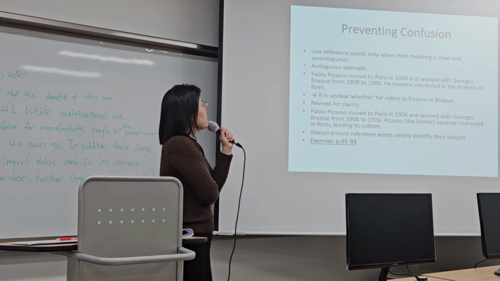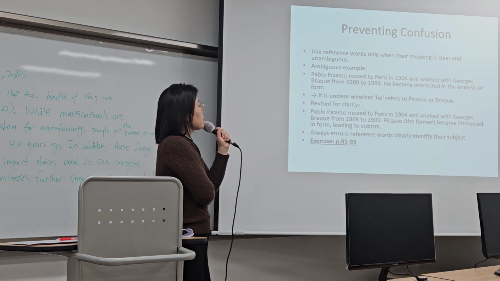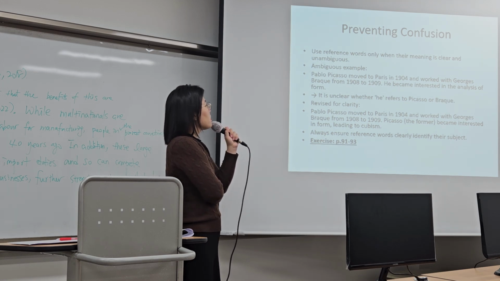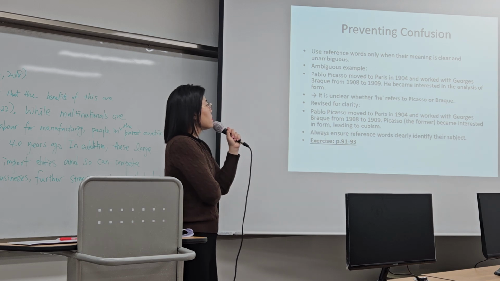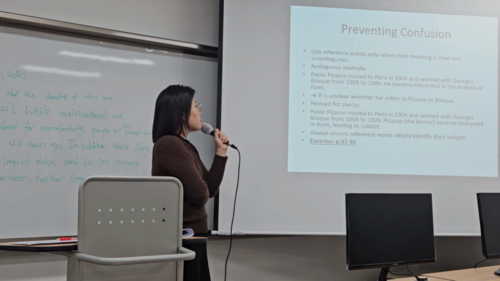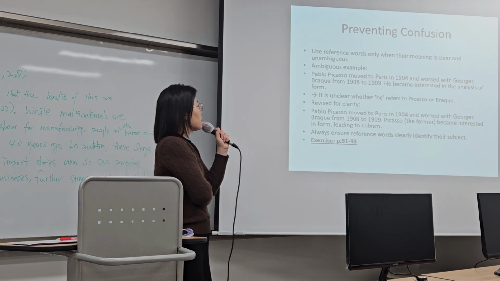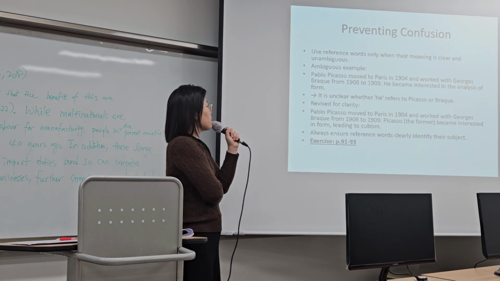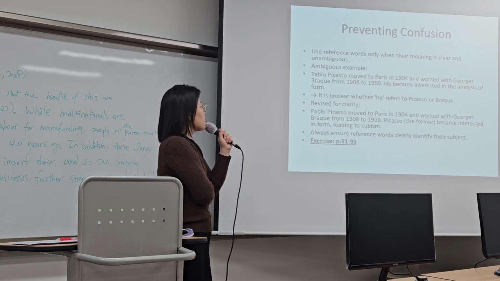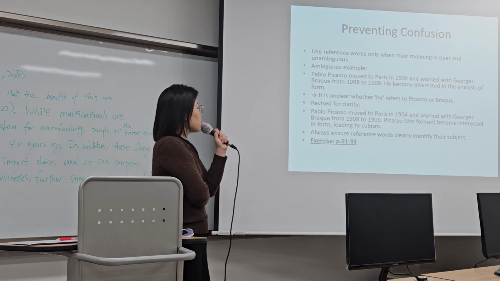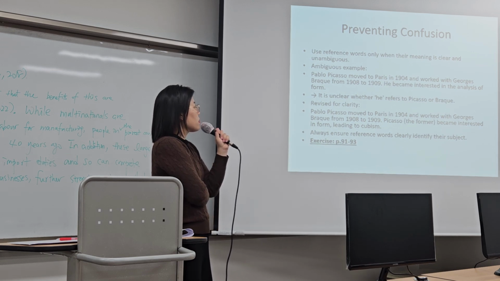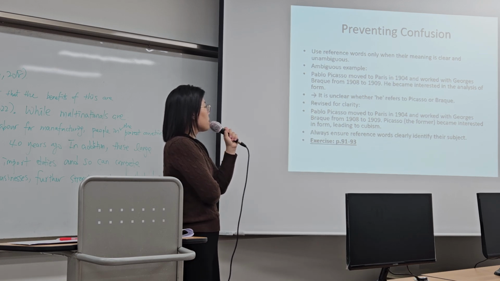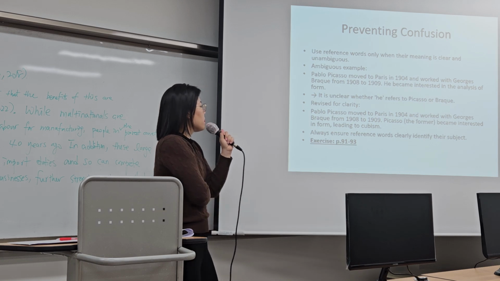Ambiguous example: Pablo Picasso moved to Paris in 1904 and worked with Georges Braque from 1909 to 1909. He became interested in the analysis of form. It's unclear whether "he" refers to Picasso or Braque. Revised for clarity: Pablo Picasso moved to Paris in 1904 and worked with Georges Braque from 1908 to 1909. Picasso, the former, became interested in form, leading to Cubism.